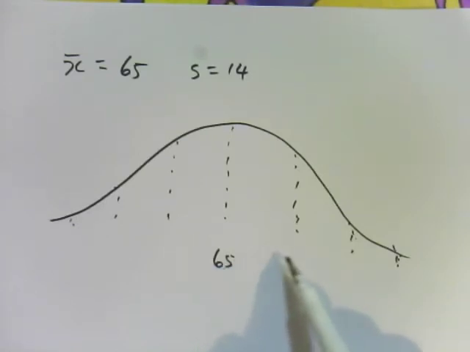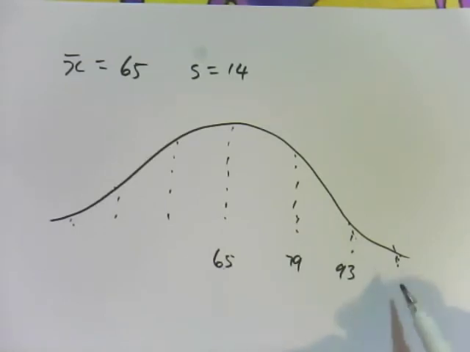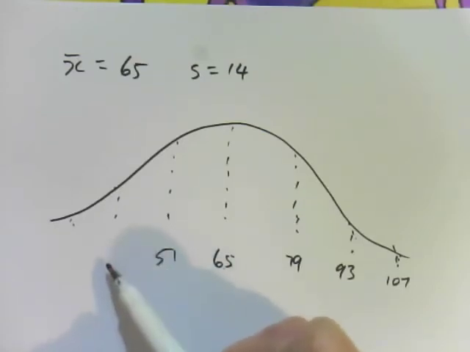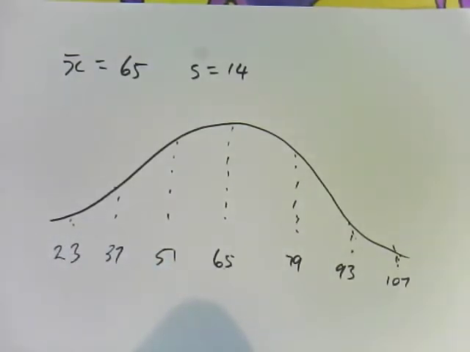So 65 plus 14 will give me this value here, which is 79. 79 plus 14 will give me this value here, which is 93. And 93 plus 14 will give me this value here, which is 107. If we go back the other way, it's 65 minus 14, which will be 51. 51 minus 14, which will be 37. And 37 minus 14, which will be 23. So we can work out what all of our data set is.